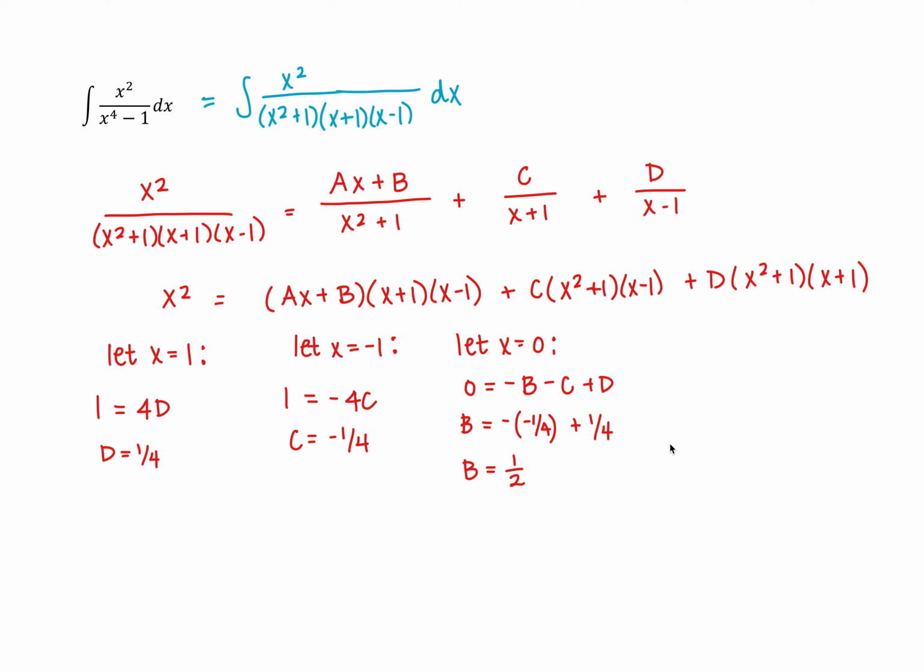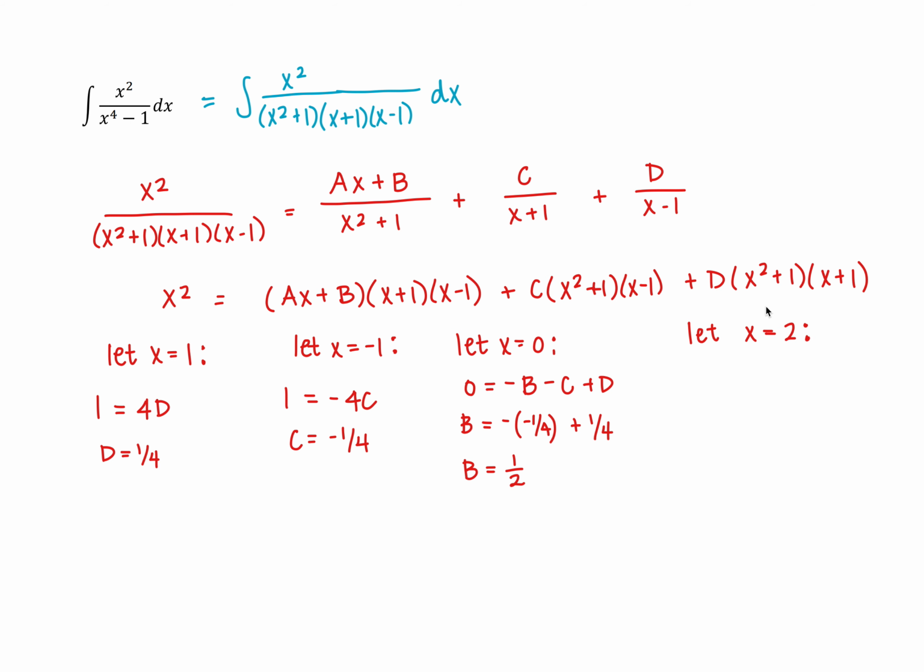Now, we still need to go back and find a value for a. Using this method to go and find a, you can let x be whatever you want. I want to keep things simple, so I'm going to let x equal 2 here. There's not really a secret strategy for this last one.